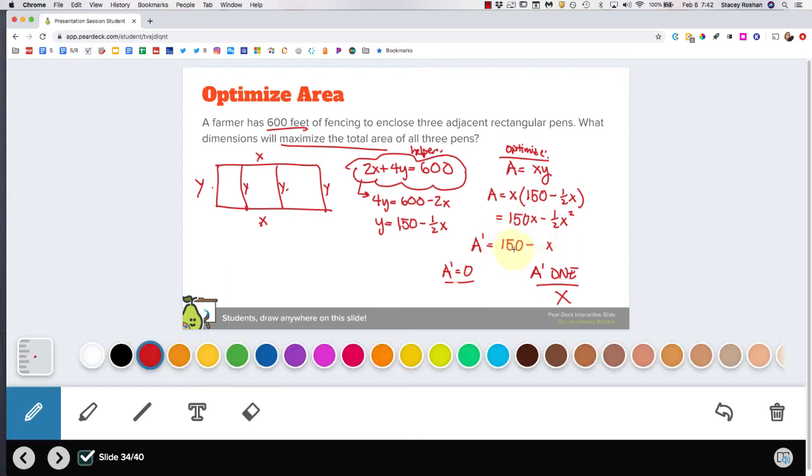So this is actually even easier now. I have 150 minus x equals 0. x equals 150. And so I have 150 feet by y equals 150 minus 1/2 times 150, which is 150 minus 75, or 75. And so those are my dimensions that are going to maximize my total area.